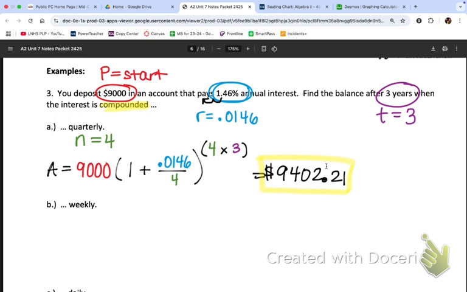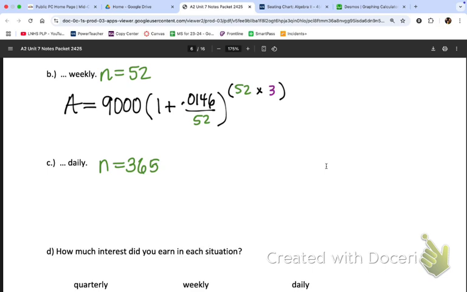Let's go ahead and do the weekly. How many times per year would that be? 52. Okay, so I need you to write this formula out again, but you're going to use 52 for n. And then the next one is daily. So I'm going to scoot down in a second. I'm going to let you go ahead and work these out and let me know what the totals would be in those accounts.